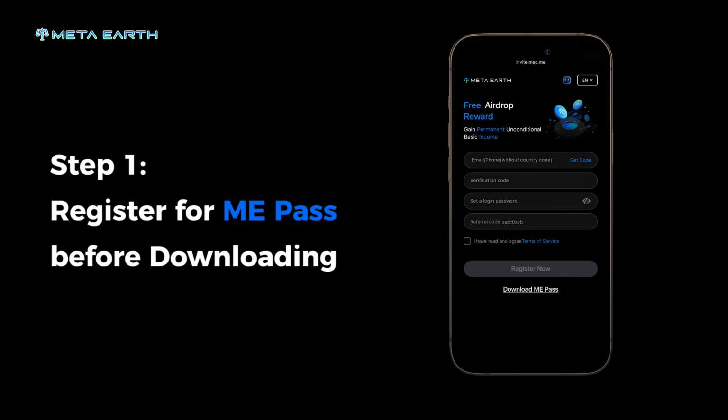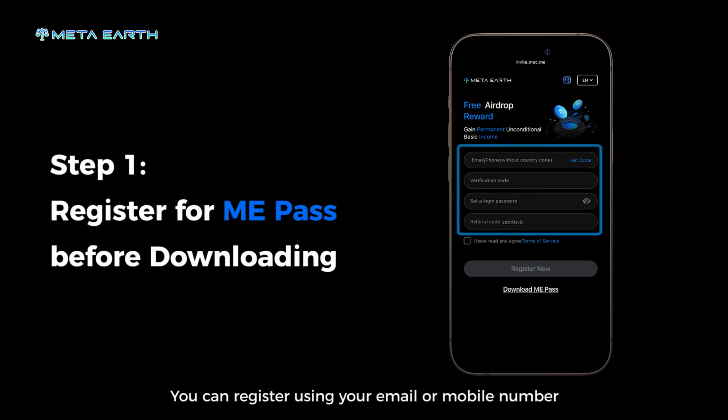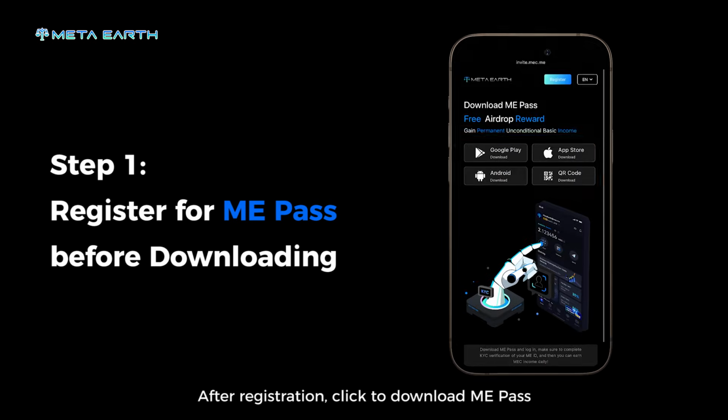Step 1. Register for MePass before downloading. Click on the invitation link. You can register using your email or mobile number. After registration, click to download MePass. Install and open MePass. Log in using the registered email or mobile number.